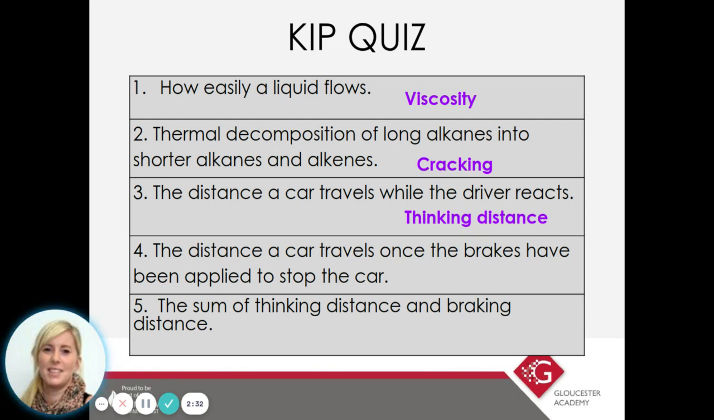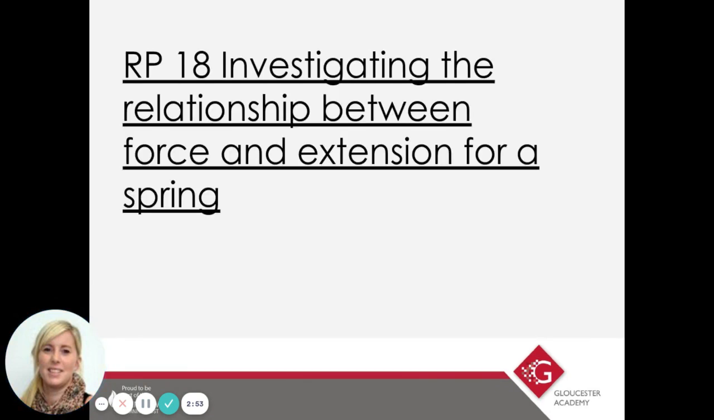Number 4, the distance a car travels once the brakes have been applied to stop the car. That's the braking distance. And number 5, the sum of thinking distance and braking distance. That is your stopping distance. So you're combining the thinking distance based on the driver's reactions, and the road conditions can affect the braking distance. And you combine the two to make the stopping distance.